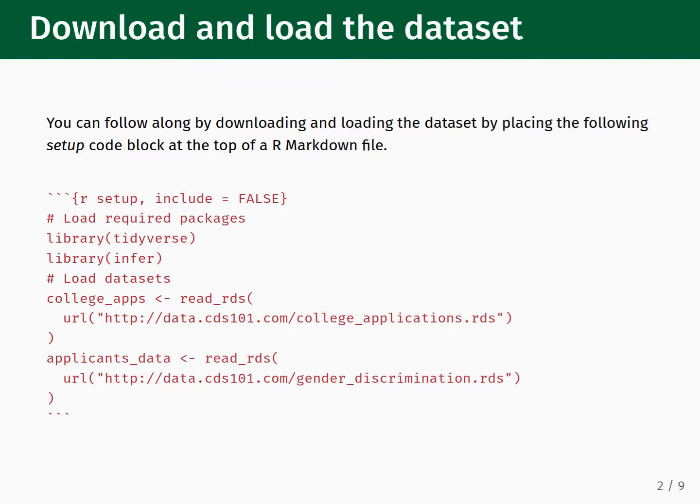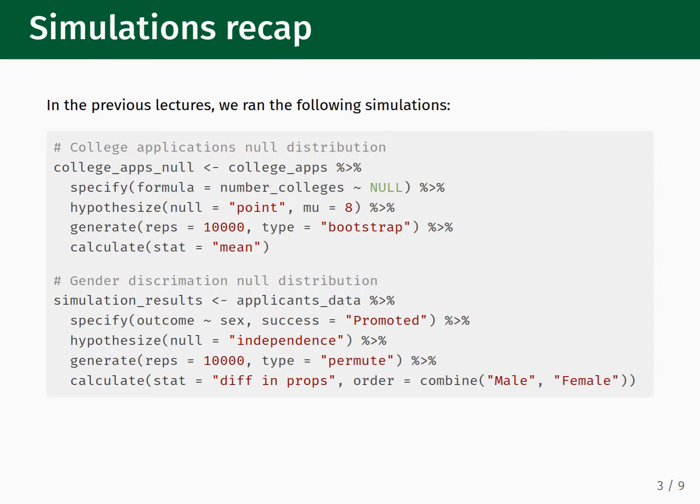This will load the tidyverse and infer packages and load the college applications and gender discrimination datasets directly from data.cds101.com. The code block below recaps the two different null distributions we simulated in the previous lectures for this module. The first chunk of code simulates the null distribution for the college applications dataset, and the second chunk of code simulates the null distribution for the gender discrimination dataset. We will assume both of these simulations have already been run in all subsequent slides.